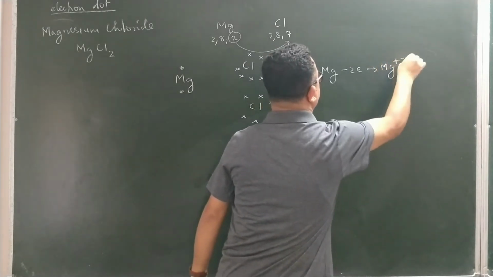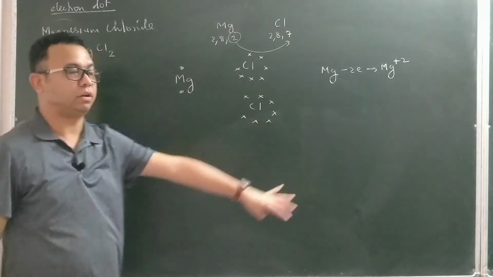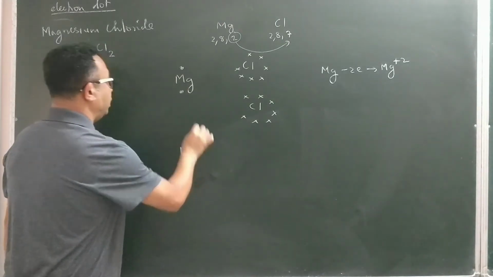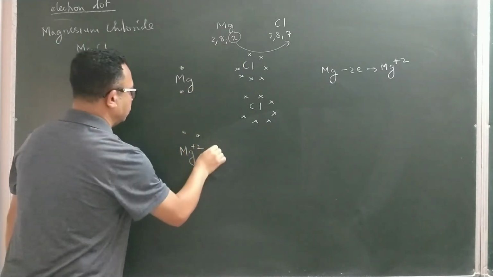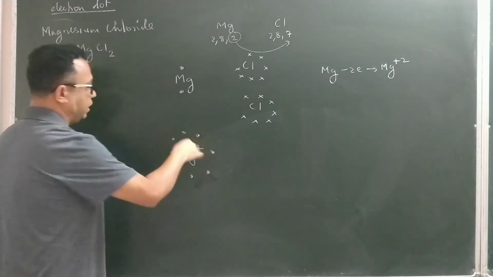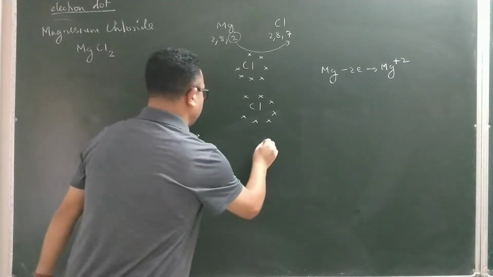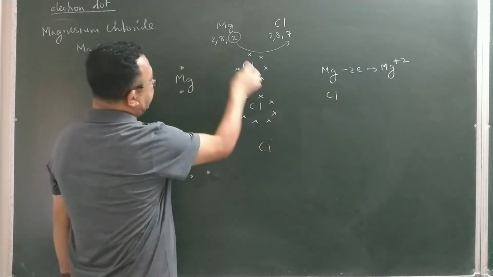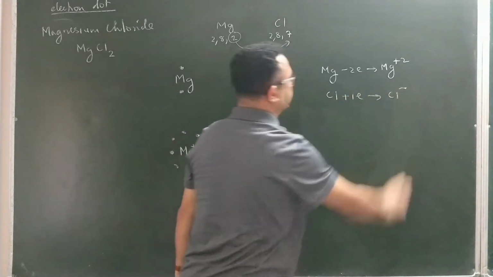Now you can see magnesium cation formed. Magnesium will lose those 2 electrons. So when it is losing 2 electrons, it is forming Mg2+. Now as these 2 electrons are lost, the outermost shell is 8. 1, 2, 3, 4, 5, 6, 7, 8. Now magnesium has outermost shell 8. Now there are 2 chlorines. What happens to chlorine? This chlorine will be gaining 1 electron. So as it gains 1 electron, it forms Cl minus.